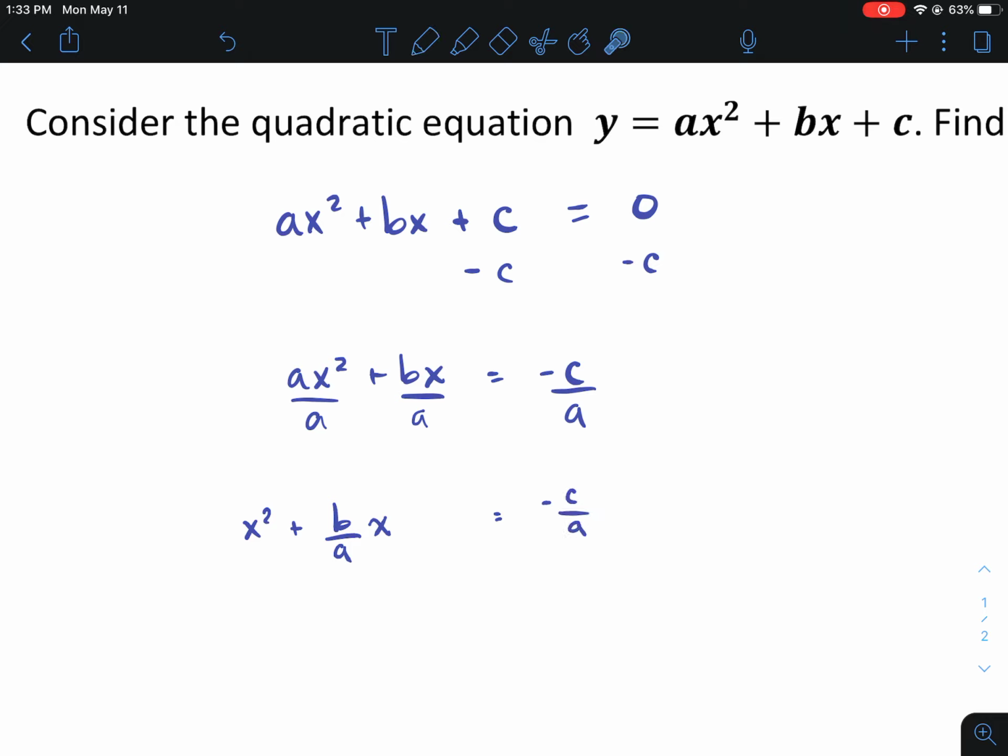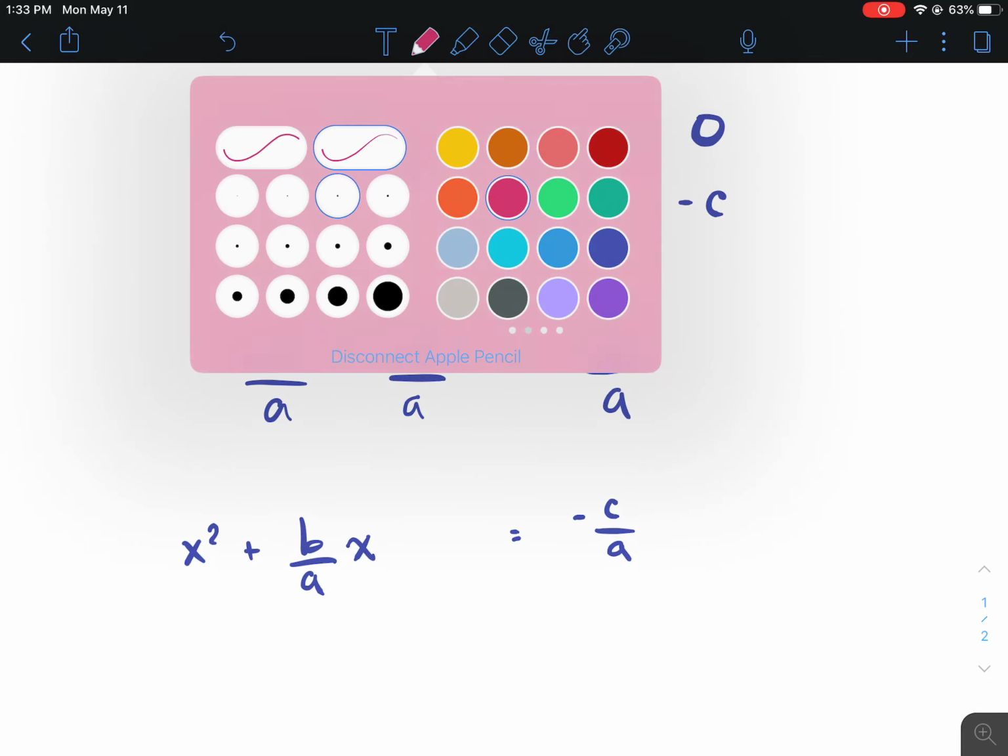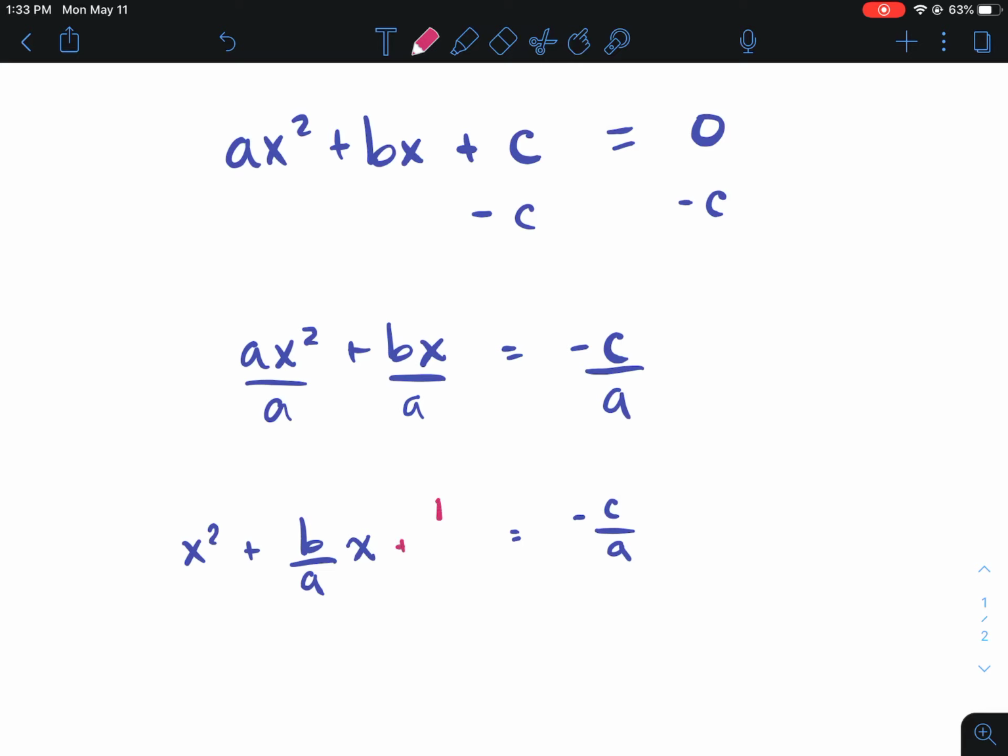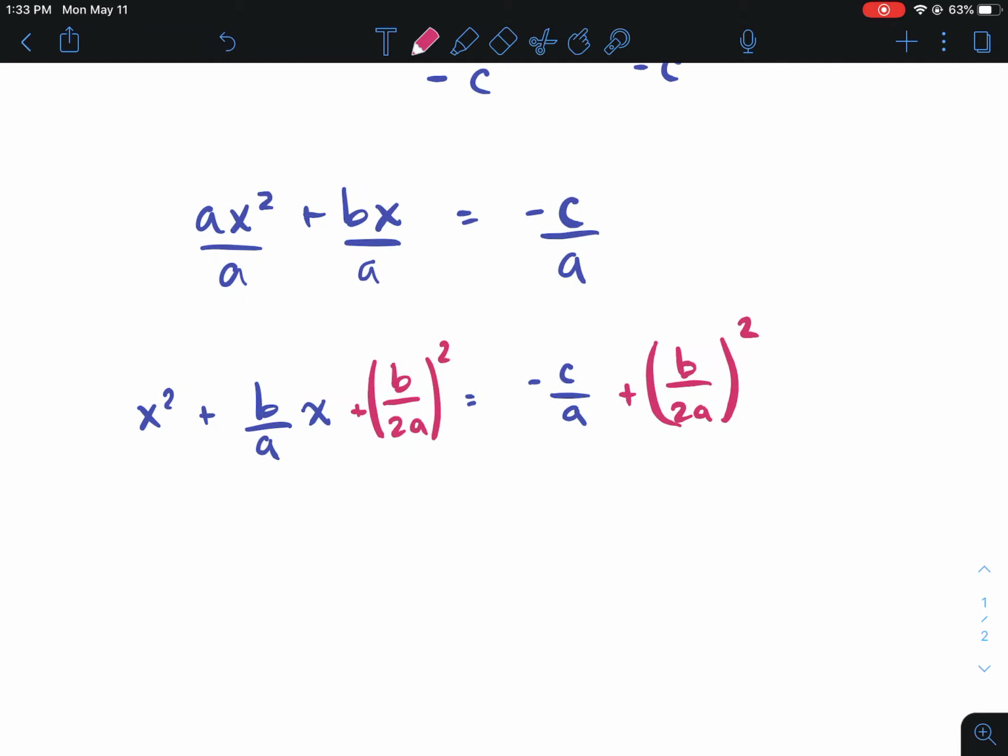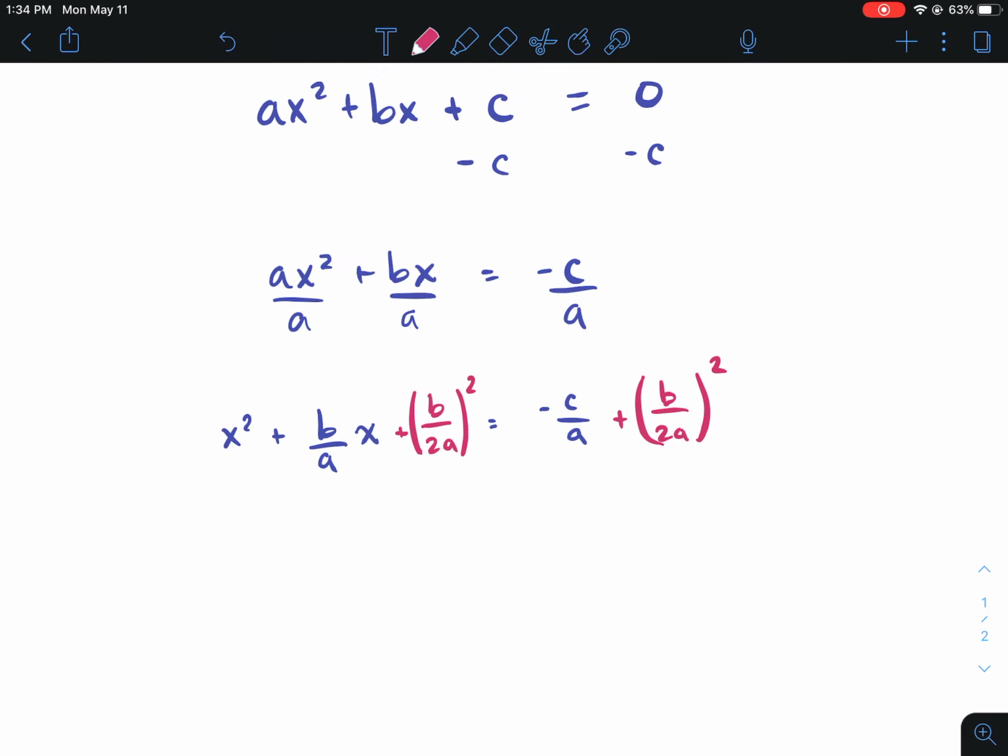Now when we complete the square, we take half of our middle coefficient, square it, and add that square to both sides, right? And so half of b over a is going to be b over 2a, right, squared. So I'm going to go ahead and add that to both sides, b over 2a squared. Okay, I know it looks a little weird, but try your best to follow along. Okay, I promise at the end it's all going to work nicely.